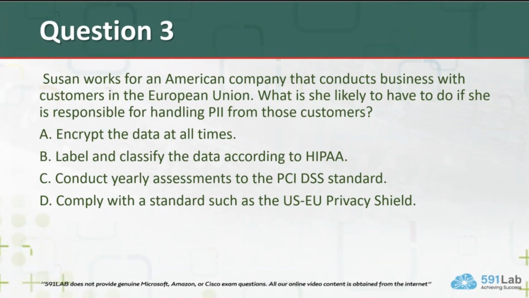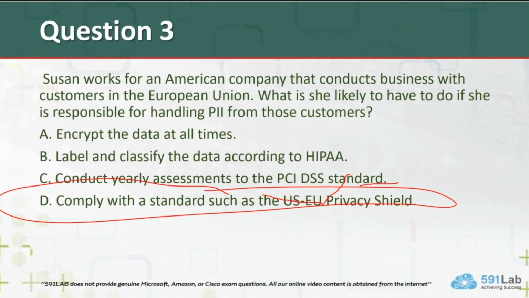Of course, as you can imagine, the answer for this one is going to be D. D is the correct answer in here. So Privacy Shield compliance helps US companies to meet the European Union General Data Protection Regulation, or the GDPR. There are yearly assessments that can be useful, but they are not required, like the HIPAA, PCI DSS, or encrypting the data at all times.